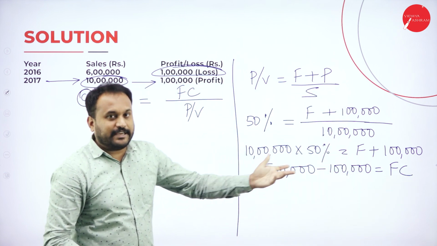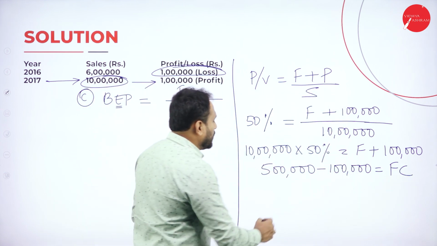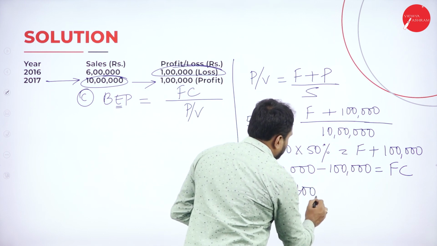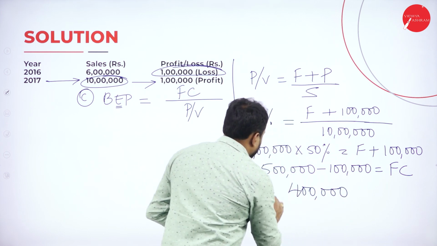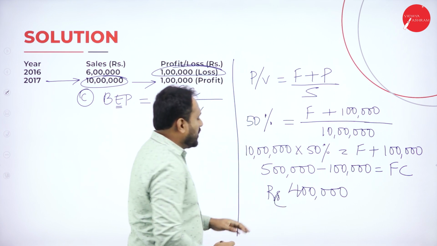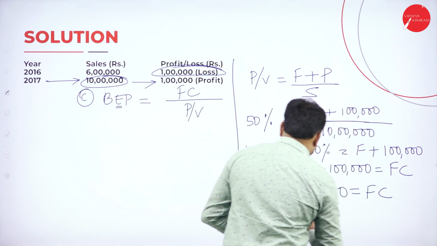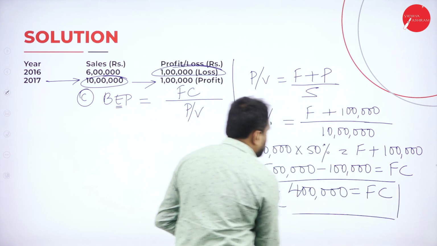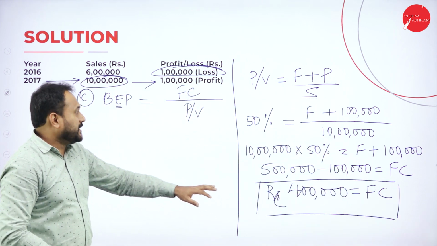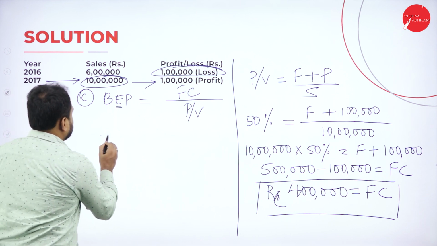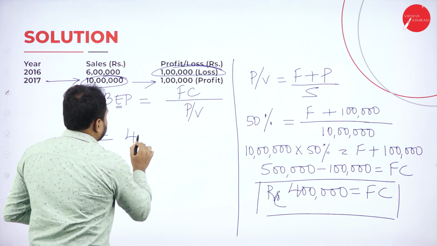F means fixed cost. FC is also fixed cost. So here we got 4 lakh. Now denote this with rupees symbol or Rs. 4 lakh is equal to fixed cost. So we got the fixed cost which is worth 4 lakh rupees. Now substitute here. BEP is equal to fixed cost means how much? 4 lakh.